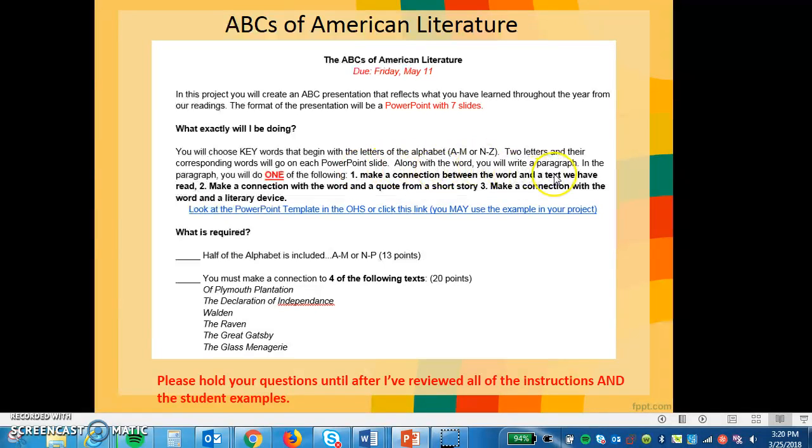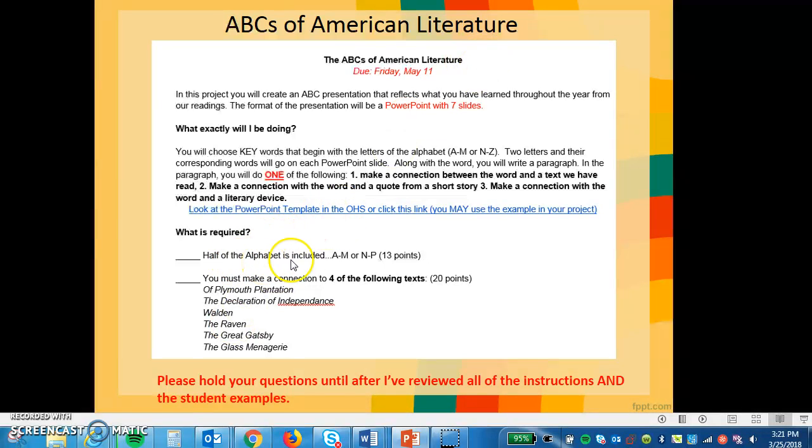Along with the word, you will write a paragraph. In that paragraph, you will do one of the following: you may make a connection between the word and a text that we've read, or you may make a connection with the word and a quote from a short story. Option 3, make a connection with the word and a literary device. You can look at a PowerPoint template in the OHS to help guide you with the format. Also, at the end of this recording, I'm going to show you an example of what a potential slide may look like.